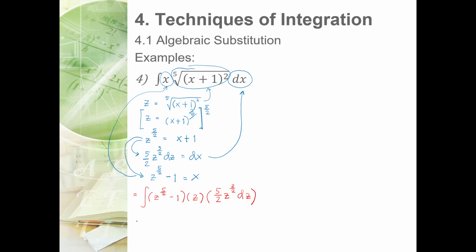So we can try to factor out the constant first, so that's 5 halves. So the integral of z to the power of 5 halves minus 1, then times z, then times z to the 3 halves dz. So if you combine z and z to the power of 3 halves, we're going to have 5 halves. So we do it step by step for you to see the process.